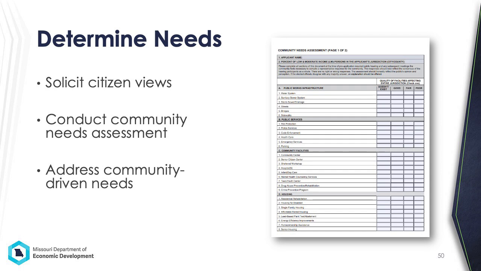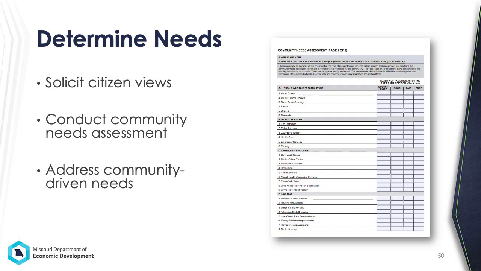Step 1 is to determine needs. At the time an applicant begins considering applying for CDBG funds, we know that the local governing body typically has an idea of needs in the community. However, public opinion may differ from the opinion of the governing body, so it's important to solicit citizen views on the current priority needs. The Community Needs Assessment pictured on this slide is a required document for all CDBG applications to ensure that the project is addressing a community-driven need. While we don't require this to be completed at the application public hearing that we'll discuss later, that's typically when most communities take care of this requirement.